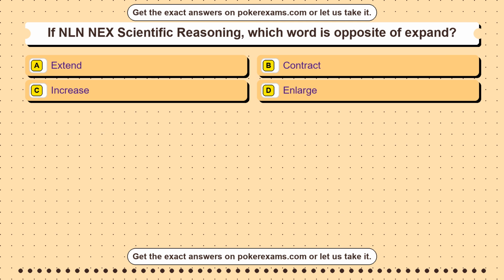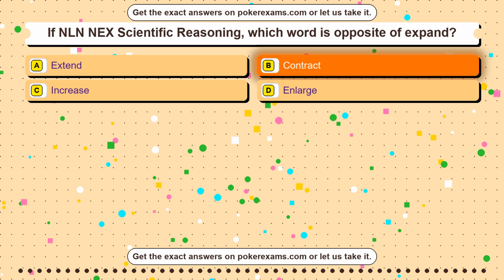Question 40. If get science practice test, which number is 7 less than 20? Option A, 140. Option B, 13. Option C, 17. Option D, 27. The correct answer is option B.